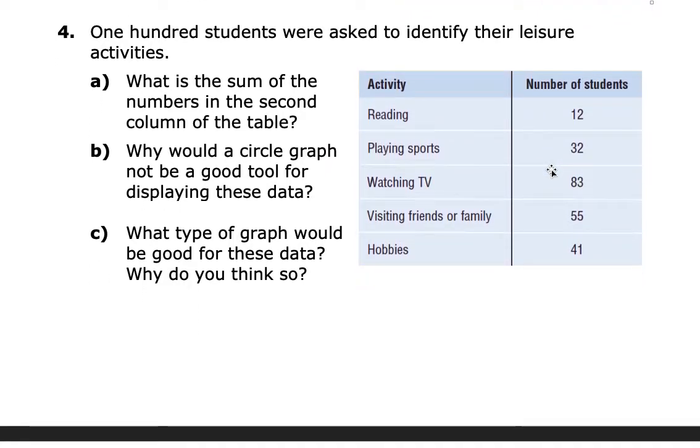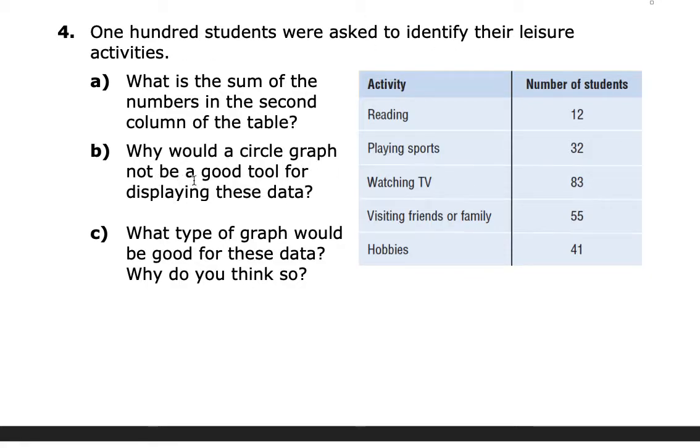When 100 students were asked to identify their leisure activities, what is the sum of the numbers in the second column of the table? So you can take your calculator, add 12 plus 32 plus 83 plus 55 plus 41, 223, which is surprising because 100 students were asked to identify their leisure activities.